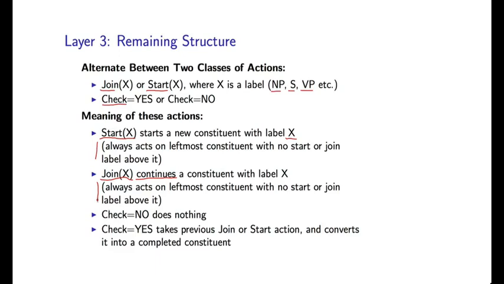So intuitively, the first thing we'll do is choose whether to either start a new constituent or to continue an existing constituent. And then we'll apply this check operation. So check equals no means we do nothing, essentially. But if we say check equals yes, then as we'll see, this will take the previous join or start action and convert that into a completed constituent. Okay, so that's the abstract description. Now let's see how this pans out for this particular example.